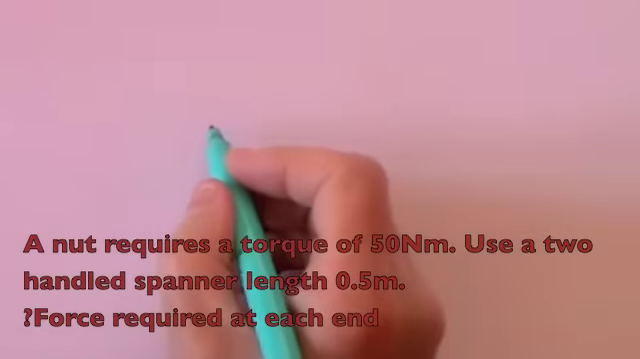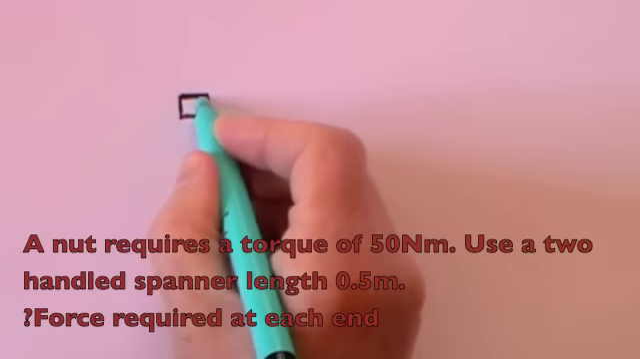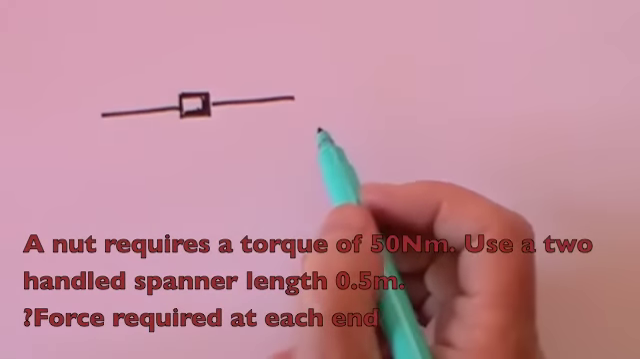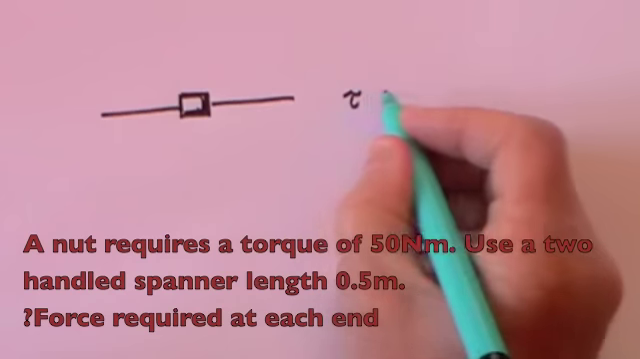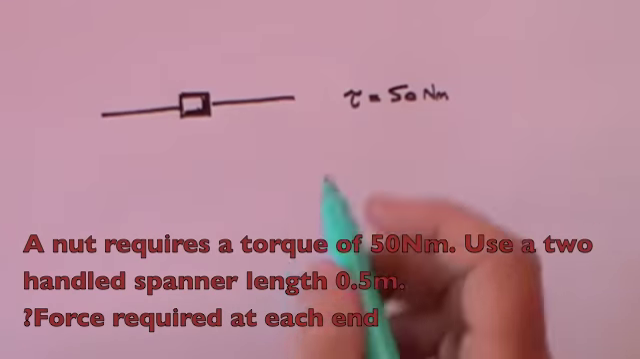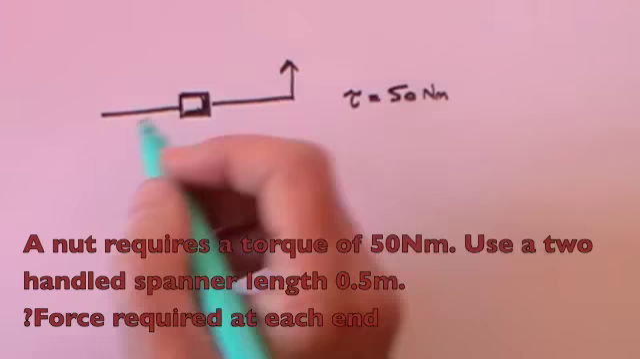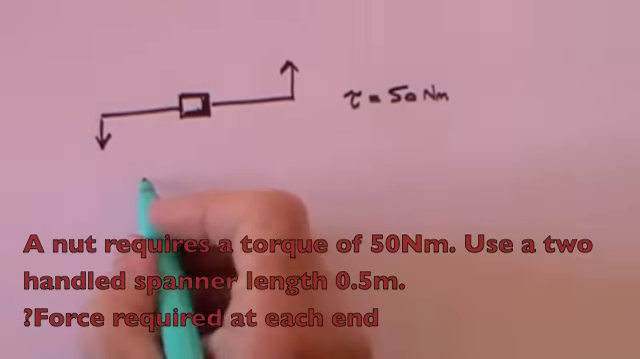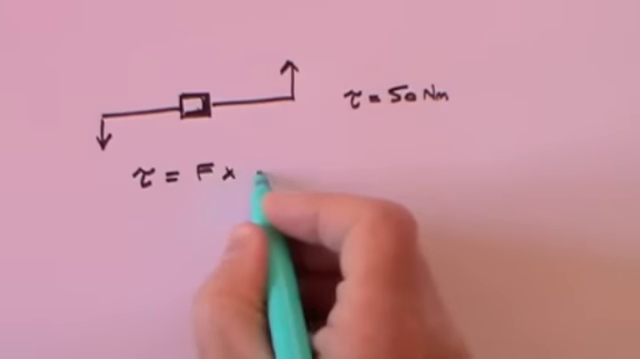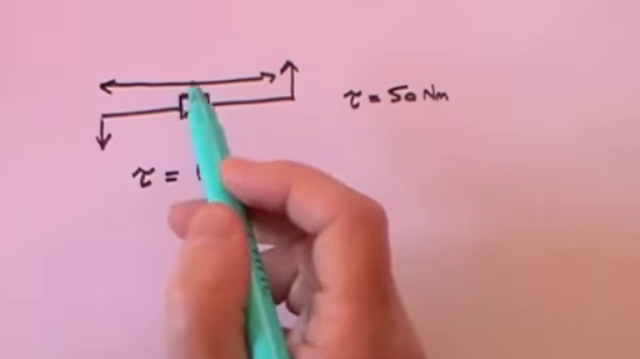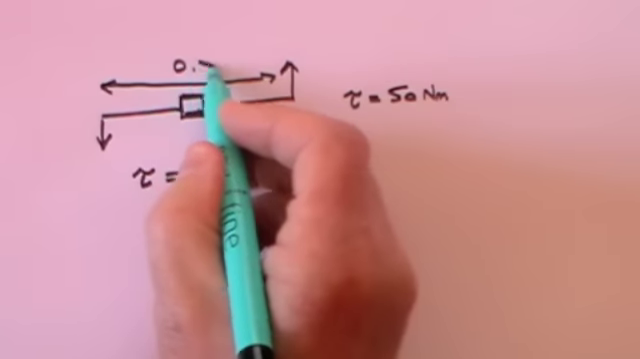Question 11. I'm trying to unlock a rather tough wheel nut, and I'm going to use a two-handed spanner, and the torque, I can tell you, is equal to 50 newton meters. And the question is, what force do I have to apply at both ends in order to get that nut untightened? And we remember that torque is equal to the force times the distance. And I can tell you that this distance here, in other words the complete length of the spanner, is 0.5 meters.